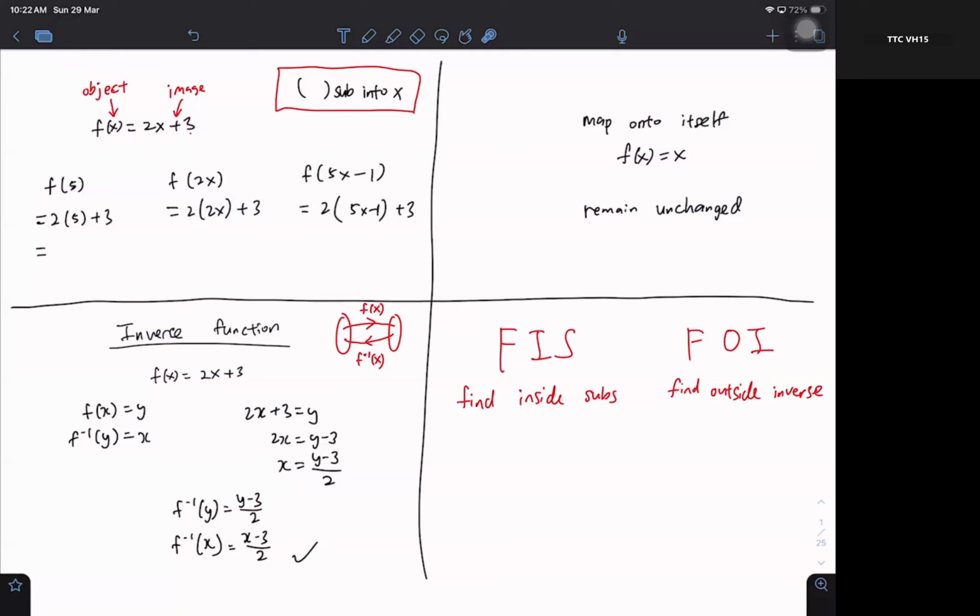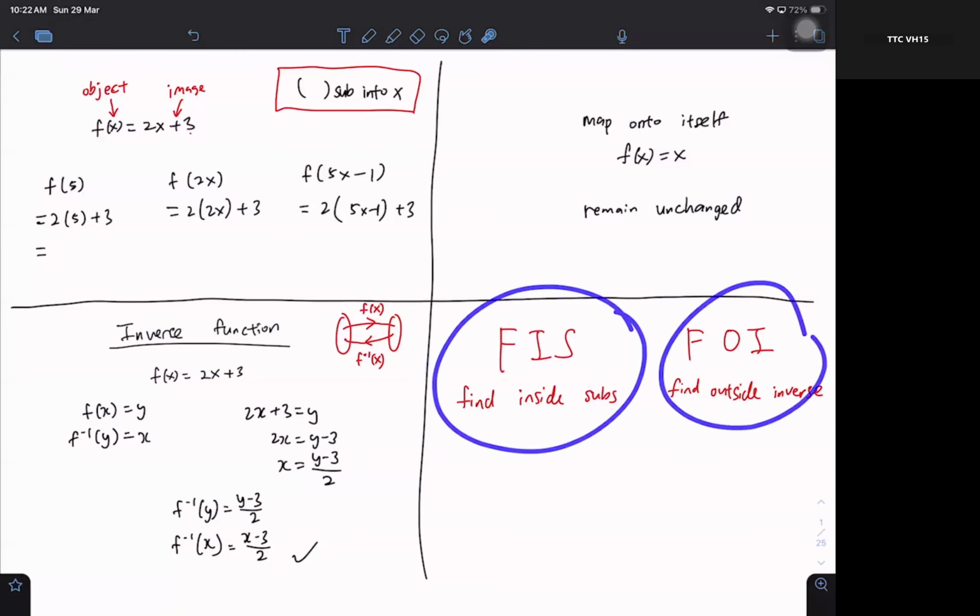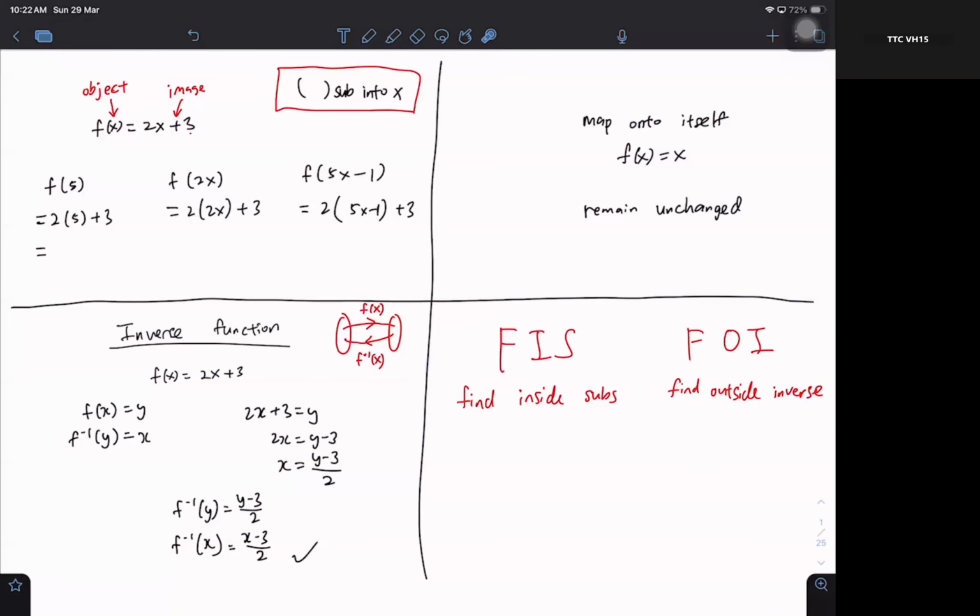Okay, next is the FEAST and the FOIL. Now, this FEAST and FOIL is a bit long, okay? So I'll show you the workings, but first you memorize this one first. FEAST stands for: Find inside, substitute; find outside, inverse. You memorize, okay? Find inside, substitute. Find outside, inverse. It means if you want to find the inside, you do substitute. If you want to find the outside, you do inverse.